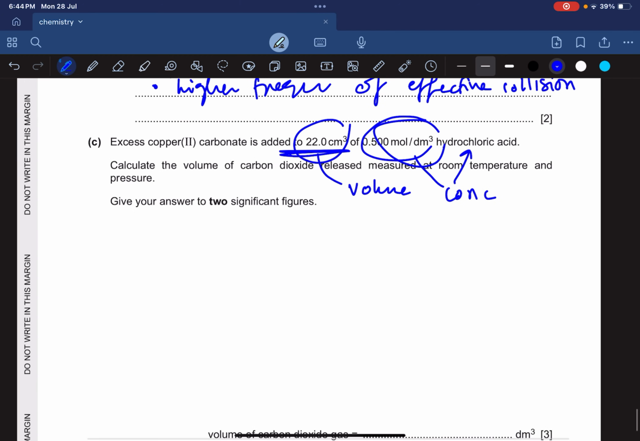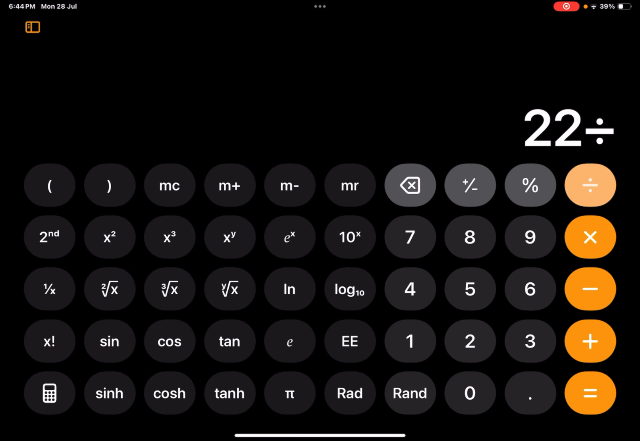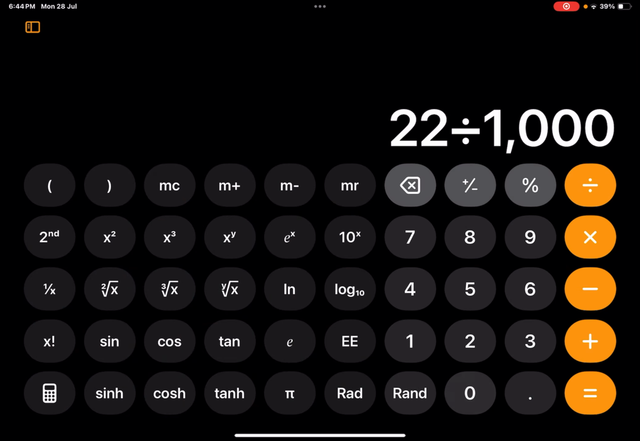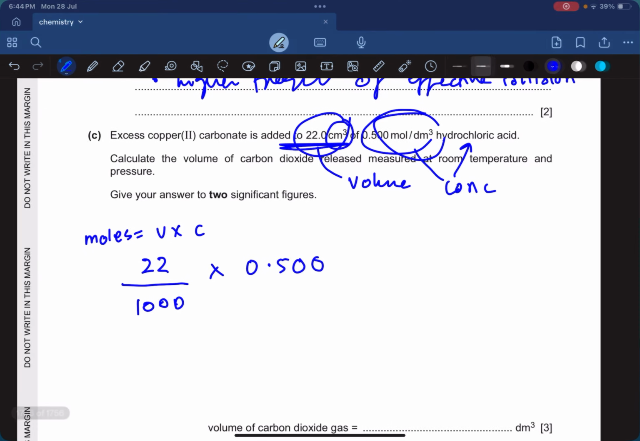Moles equal volume multiplied by concentration. The volume is in cm cube, so we divide by 1000 to get dm cube, multiplied by the concentration of 0.500. So 22 divided by 1000 multiplied by 0.500 equals 0.011 moles. These are the moles of HCl.